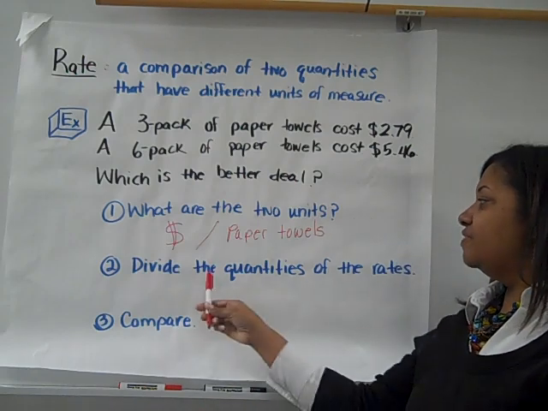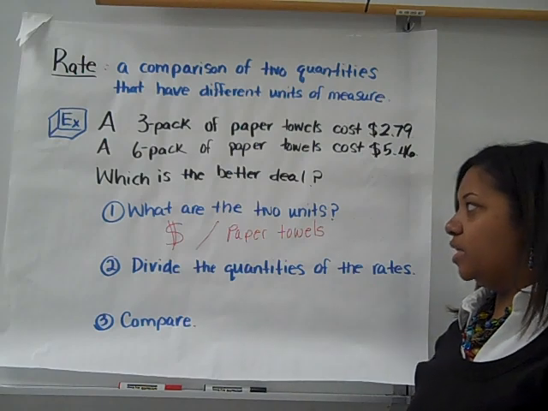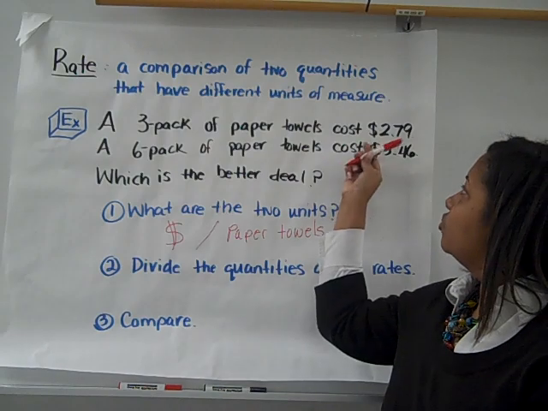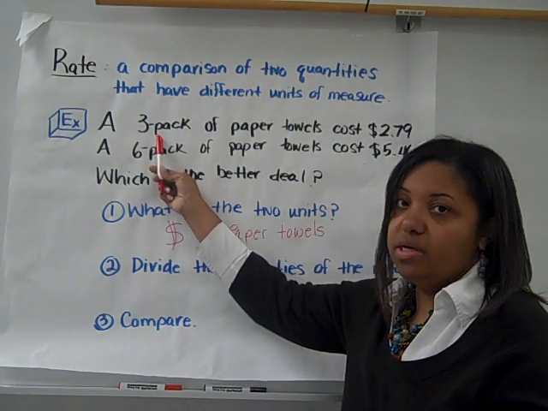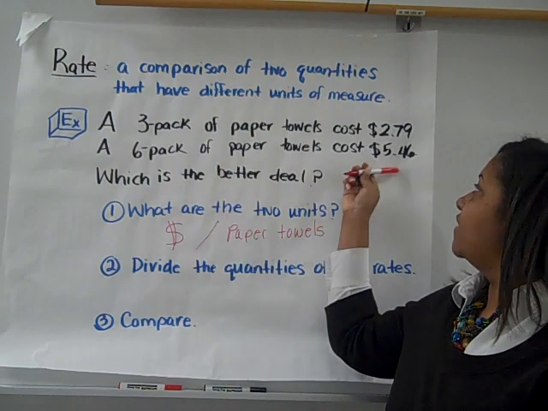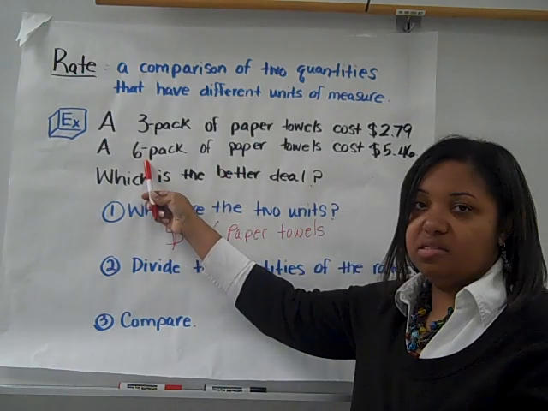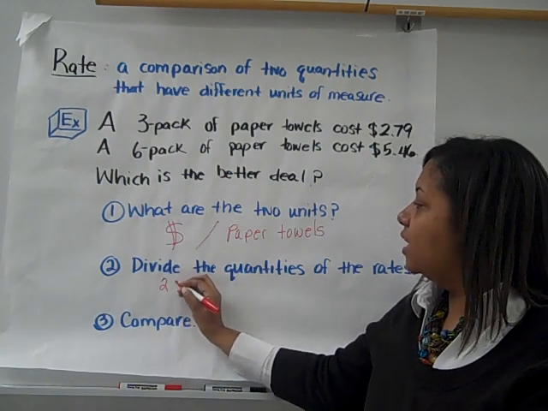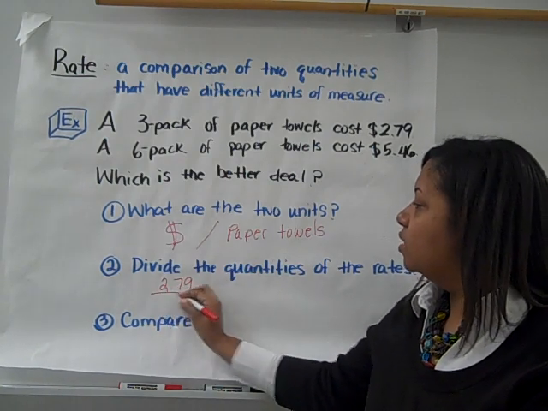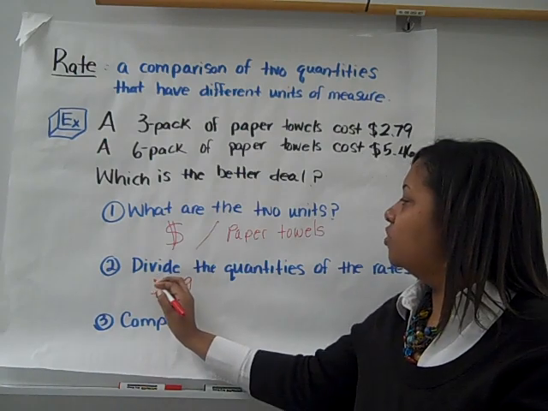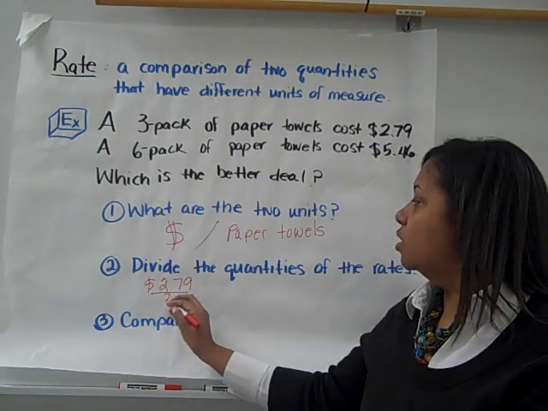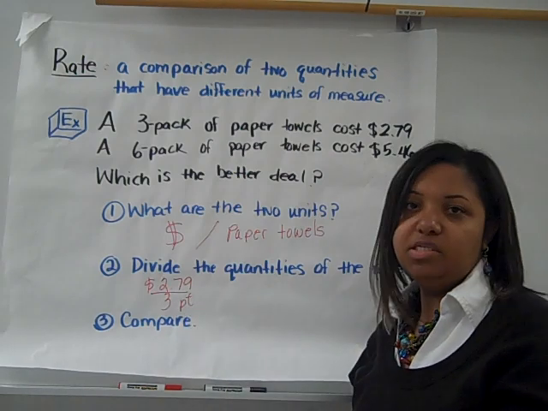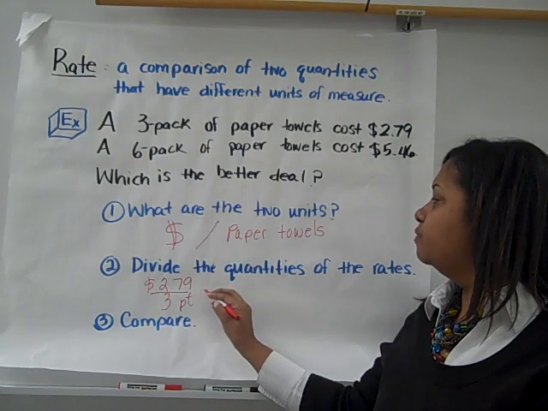Now, then it says divide the quantities of the rates. So you're comparing two things. You have $2.79 for 3 sets of paper towels, $5.46 for 6 paper towels. So you set it up and you divide. What I do is I leave it as a fraction. You have your dollars over your paper towels. I'm going to abbreviate here. I'm going to say PT for paper towels.